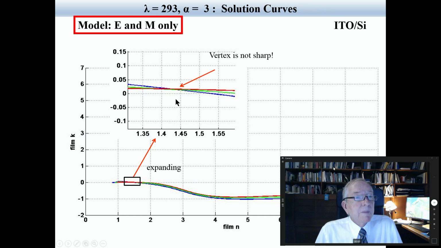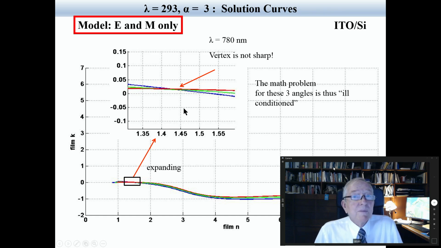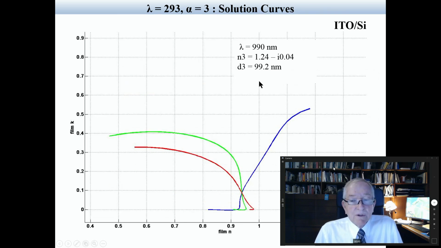Cool. But it's not a sharp vertex. The condition isn't good. We're trying to find intersections of lines that are nearly parallel. But this happens to be at 780 nanometers light wavelength. If we shift to another wavelength, and after looking around, I found that you could get around 1,000. So here's at 990. And at 990, now the angle between the 3 different measurement curves is very big, and it's a nice sharp intersection there.